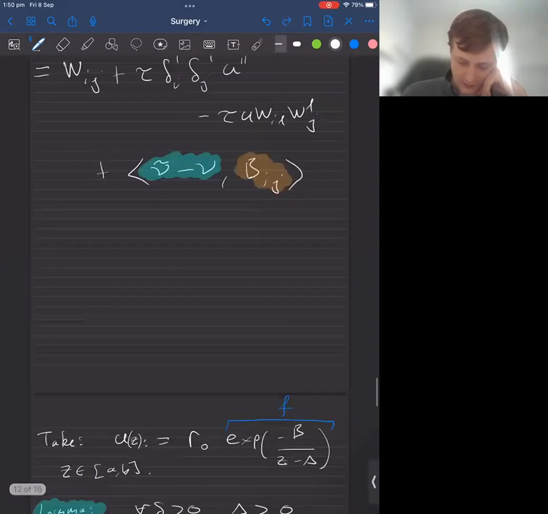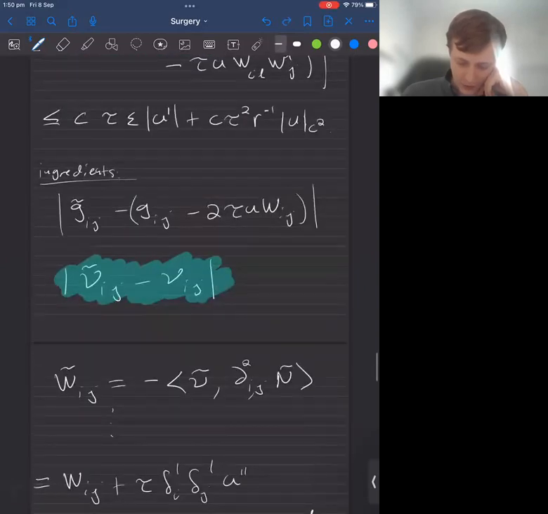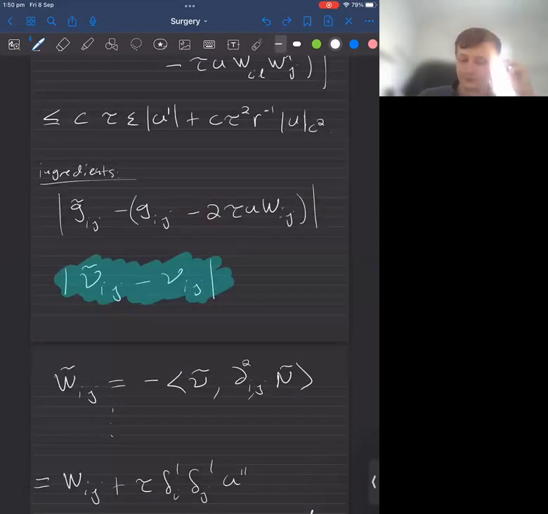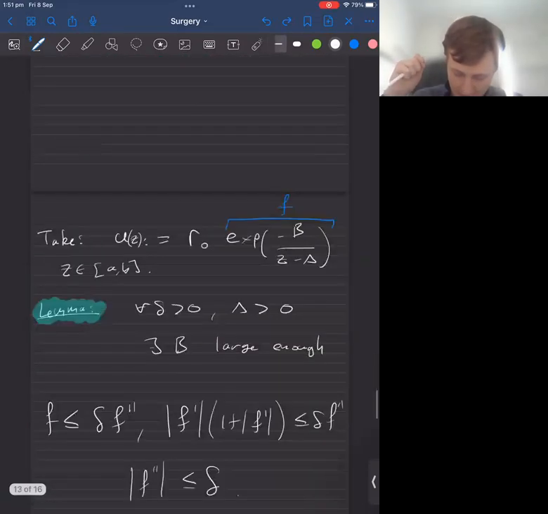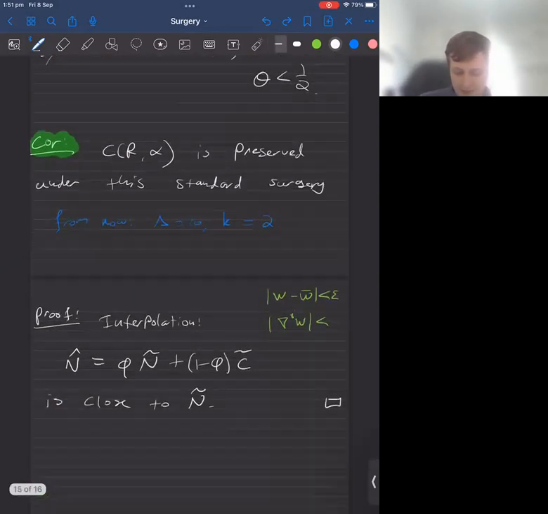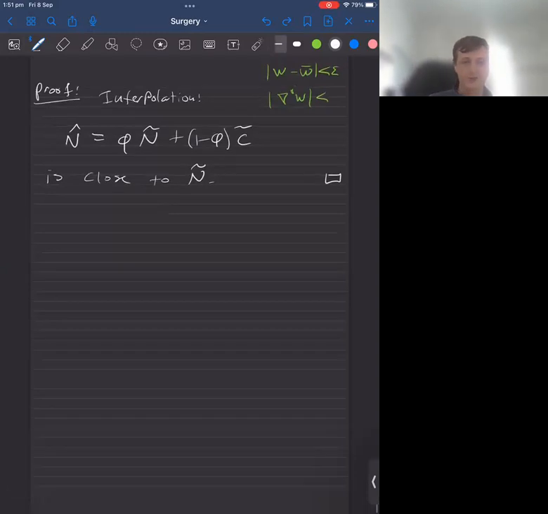And I'm hoping that you at least see somewhat how to get there. There's very little detail in the paper, so I struggled immensely, but hopefully we get some idea. So yeah, sorry that it was a little bit rough towards the end there, but now we've successfully, in quotes, got a surgery procedure that preserves CR alpha.